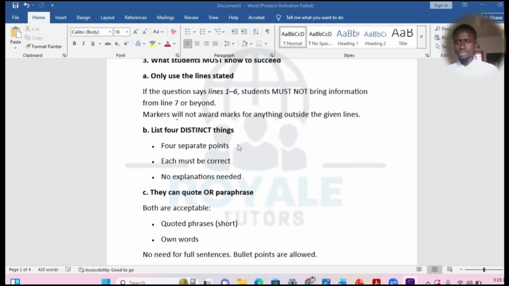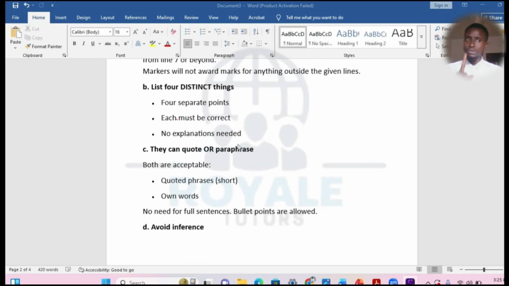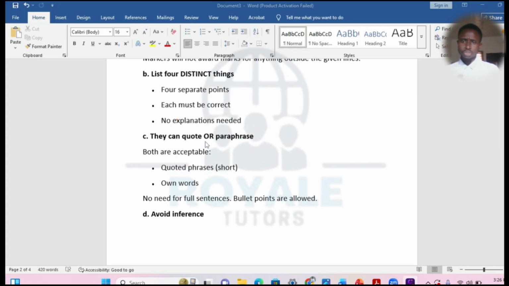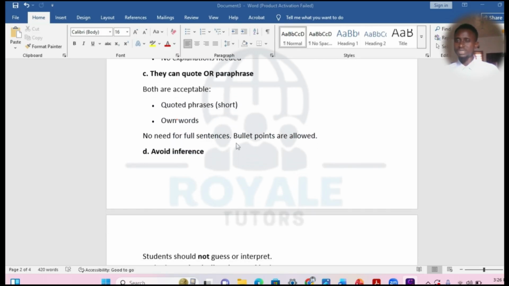For instance, Johnny kicked the ball. If that information is in the text, you leave it like that, right? Good. Another thing you need to know to get a perfect score is that you can quote or paraphrase. Of course, I've mentioned this, but I'm going to say it again: both are acceptable. You can quote short phrases, and you can even make use of your own words. Is that okay?